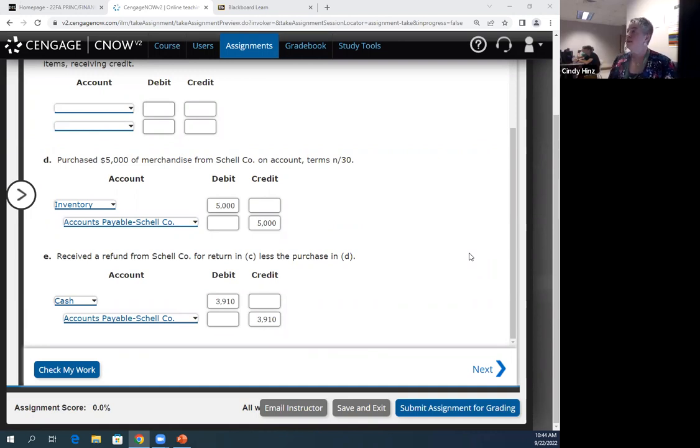So when we buy the inventory, we would add that to the inventory account, debit to inventory for $5,000. And because we bought it on account, the credit would be to accounts payable and the subsidiary ledger for Shell Company.